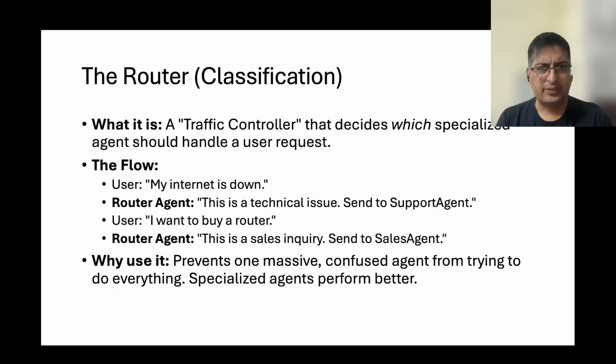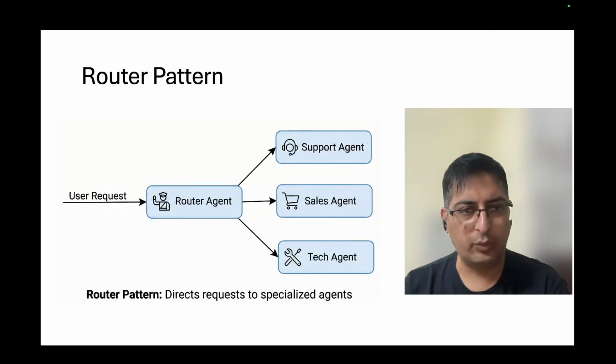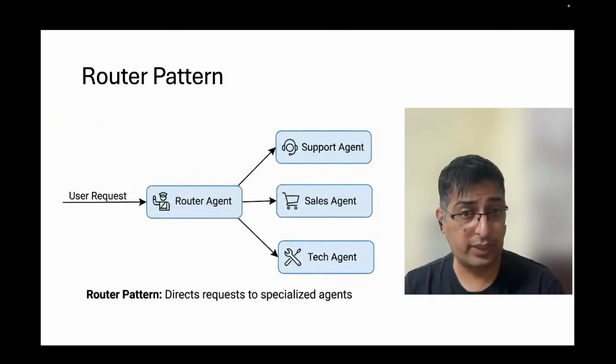Next one is the router or classification agent. This pattern is like a traffic controller. Think about a customer care bot where a request comes in from a customer. The bot, which is the router agent, will decide whether this is a sales request, a support request, or a technical request. So it will route it to the right agent to help the customer. This is how it will look visually. There will be a user request. The routing agent will analyze that request and send it to the right agent to handle it. It may be a support request, a sales request, or a tech assistant request.